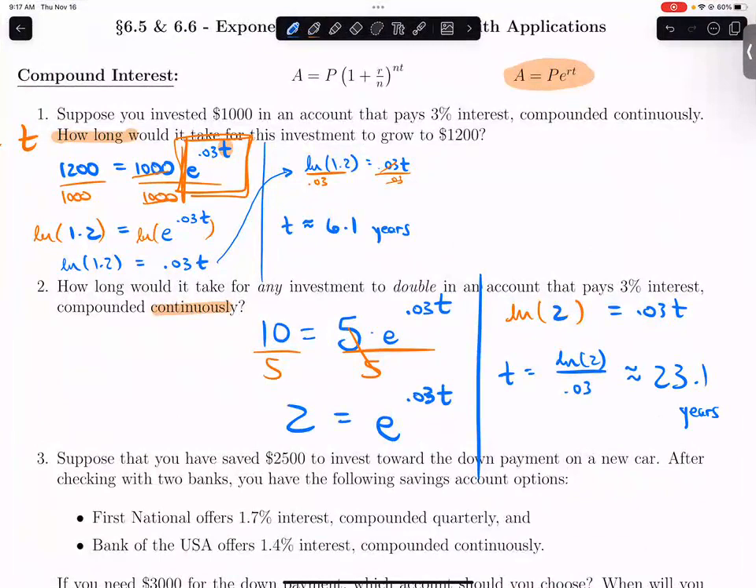Which is a long time, right? But start saving now, kids. Yeah, there you go. Okay, question about that? Okay.